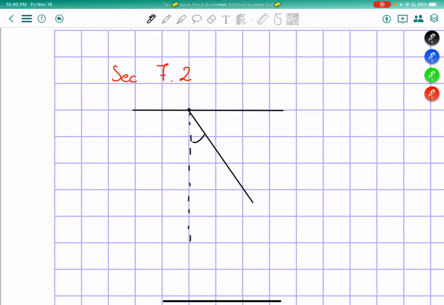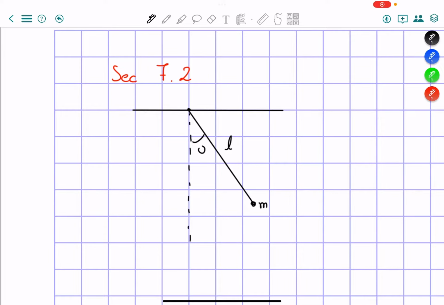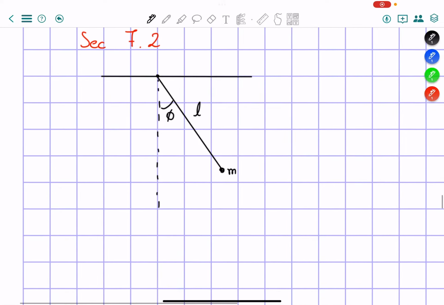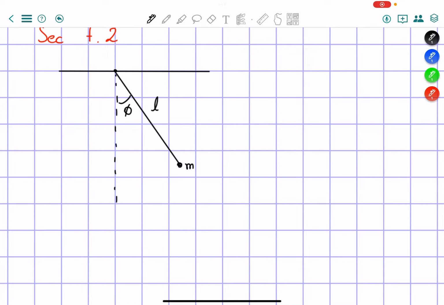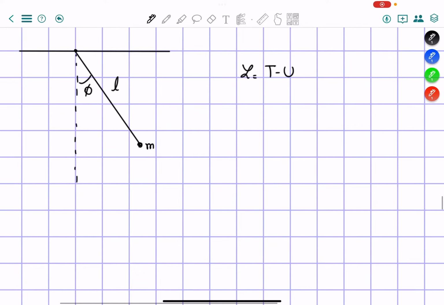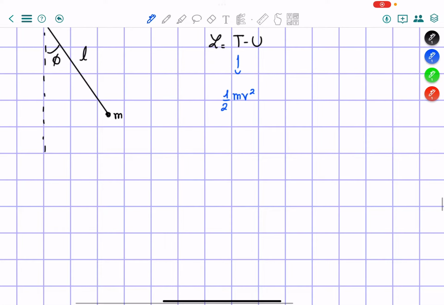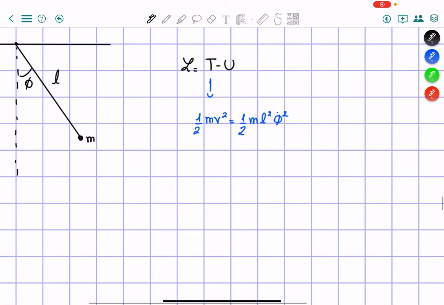So the length of the string is L. At the end of it, there's a mass M, and the angle, let's call it phi. Okay, so now, what do we do? Well, first of all, we have to identify the Lagrangian. We know that the Lagrangian is equal to T minus U, in which T is the kinetic energy. So the kinetic energy is equal to 1/2 mv squared, which can be rewritten as 1/2 m l squared phi dot squared. And then the potential energy is equal to mgh.